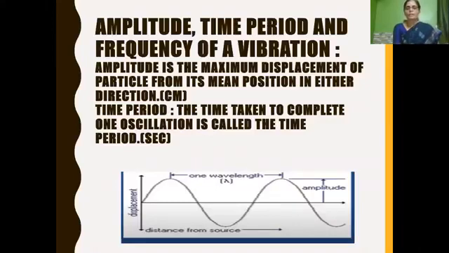Next, what is time period? Time period is the time taken to complete one oscillation. What is oscillation? Otherwise called vibration, isn't it? Time taken to complete one oscillation is called time period, and it is measured in seconds. So what is amplitude? The maximum displacement of a particle from its mean position in either direction. And what is time period? The time taken to complete one oscillation.